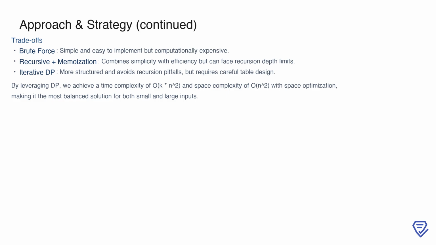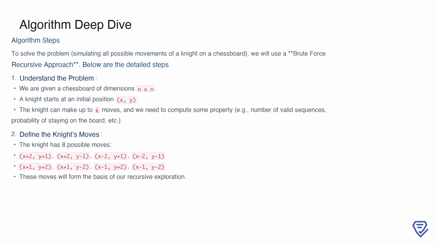To solve the knight probability in chessboard problem, we start by understanding the task. We are working with an N×N chessboard, where a knight begins at an initial position, x, y. The knight can make up to k moves, and our goal is to compute some property, such as the probability of the knight staying on the board after these moves.